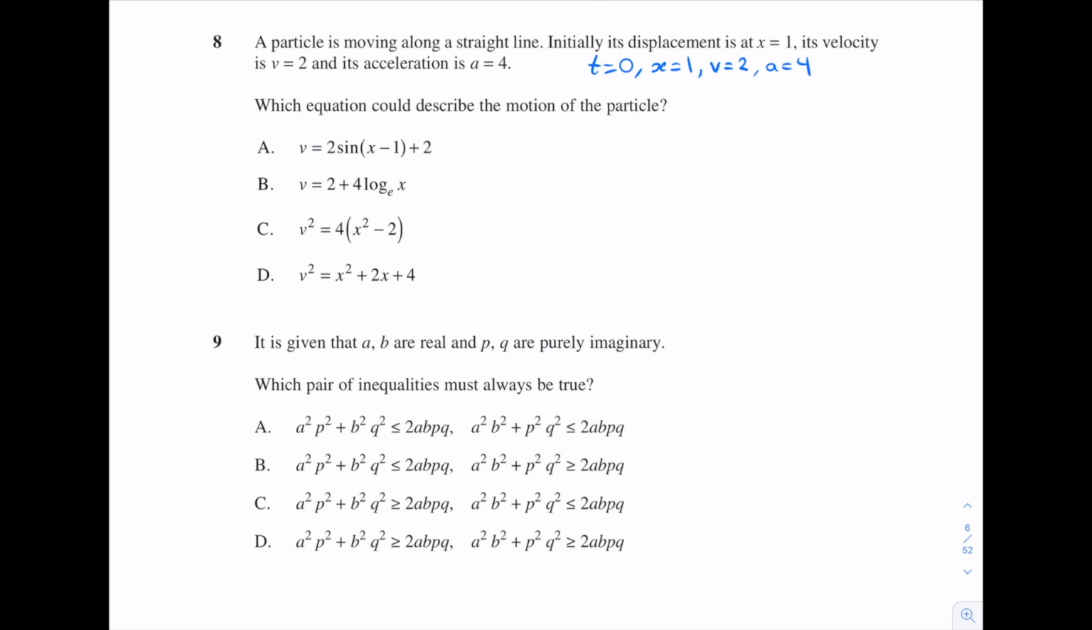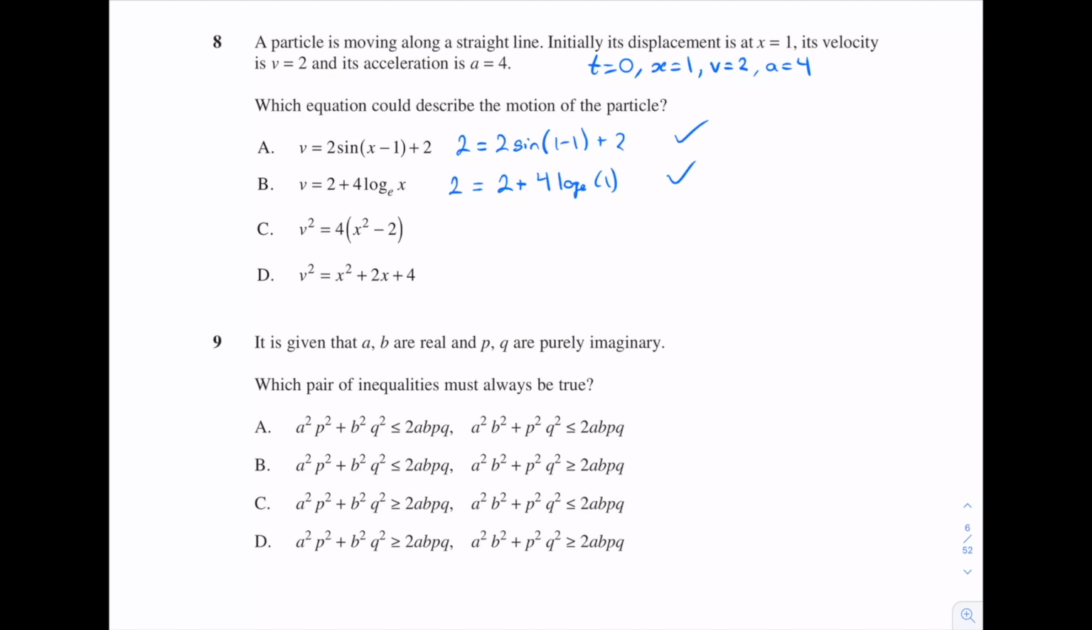So in the first one, we should get 2 equal to 2 times sine of 1 minus 1, plus 2. Now sine of 0 is 0, so this actually looks like it checks out. But let's confirm that the others don't work. In this one we have 2 equals 2 plus 4 log of 1, which, well, log of 1 is 0, so this actually also checks out. So there's probably going to be some other way to separate those two. Let's keep going, we might be able to eliminate something.